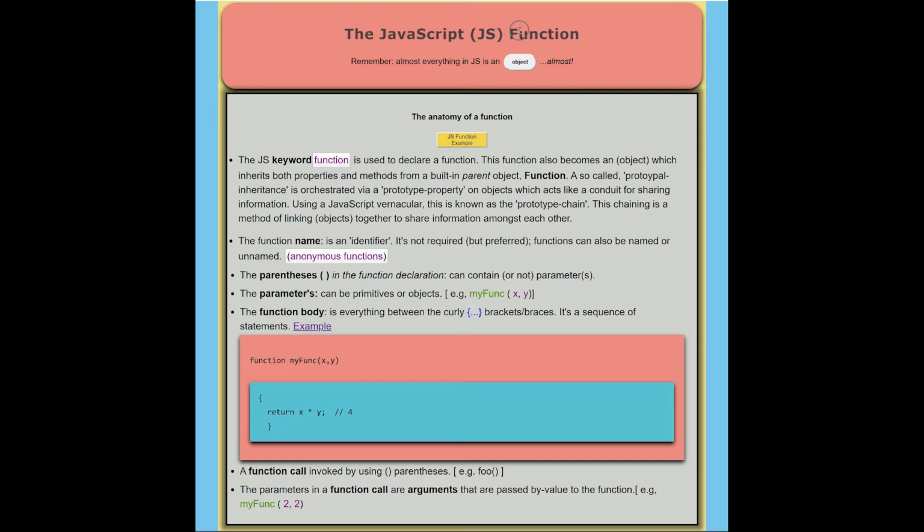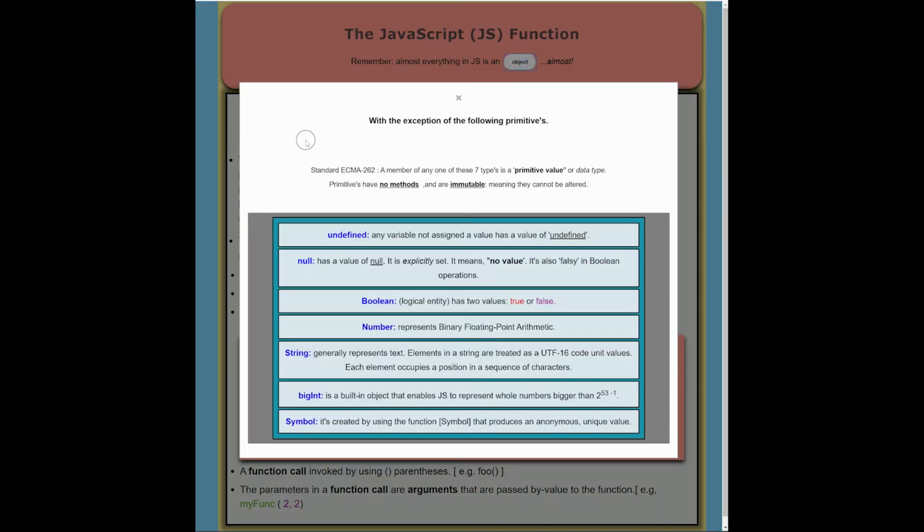So when you create a function in JavaScript, you're creating an object. Okay, and objects are very, very important because one of the main constructs in the JavaScript language is an object. And almost everything is an object except for primitives. And primitives, there are 7 of them. They are undefined, null, boolean, number, string, the big int, and the symbol.